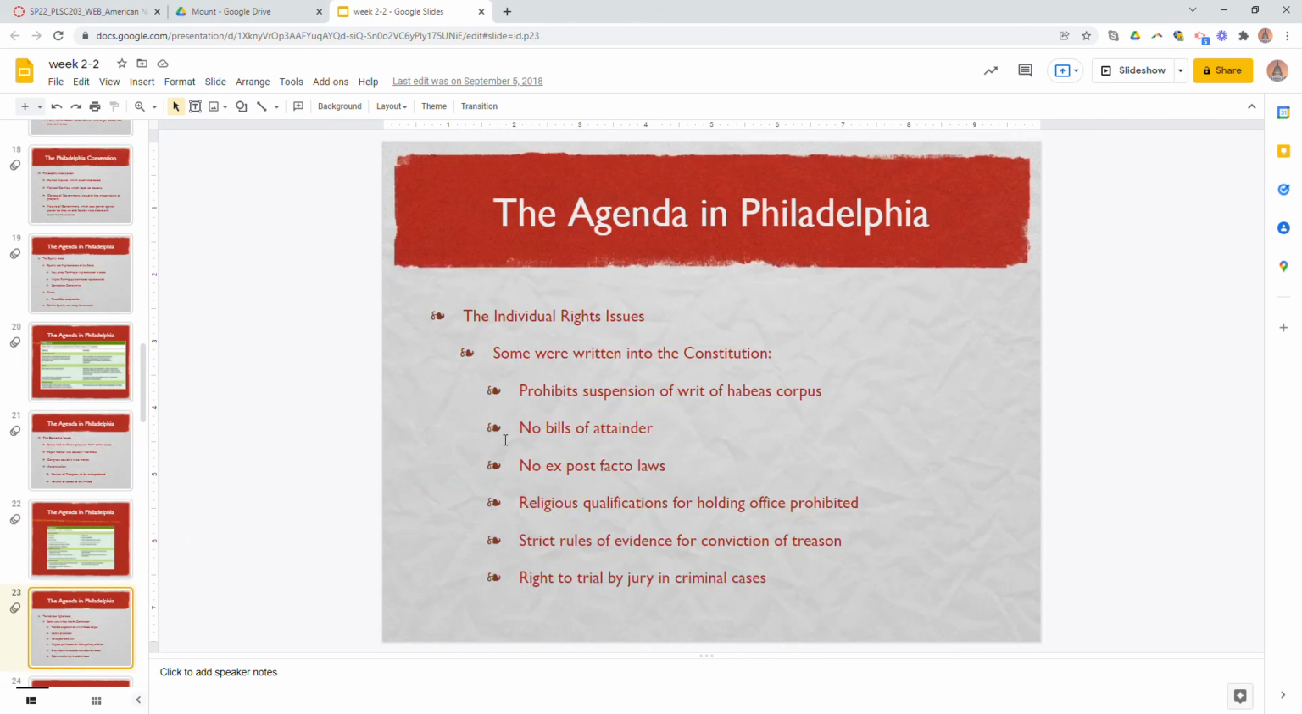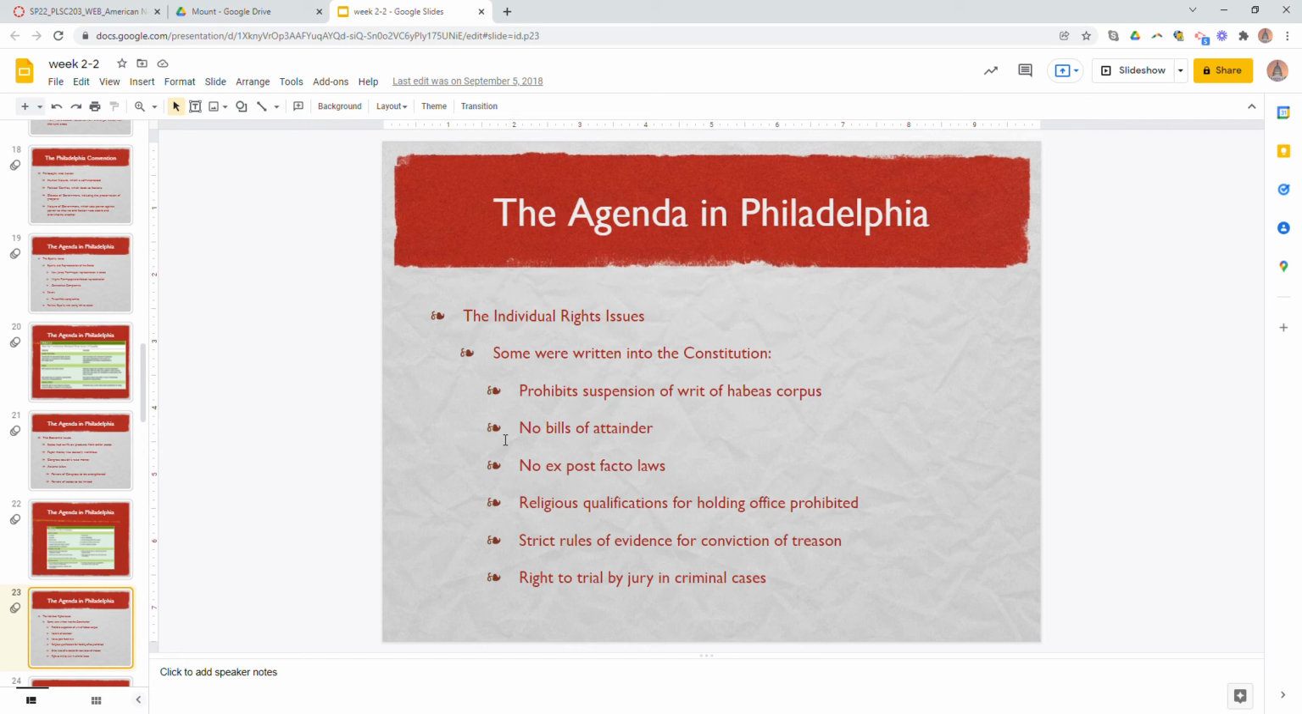Individual rights, some were in the Constitution, but most of them were left out, which will become a fight after the Constitution was sent to be ratified by the 13 states. So you have the list here of individual rights that are in the Constitution. We have a writ of habeas corpus, which means that you can't be arrested and detained without evidence of wrongdoing. So the police can't just come and lock you up. You have to be taken to an arraignment, and they have to show the evidence they have against you, and a judge has to decide whether or not there's enough evidence to hold you.